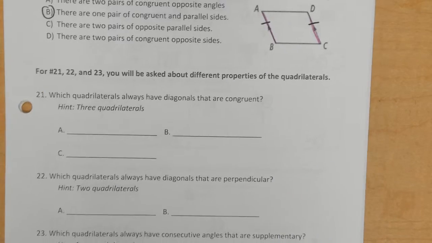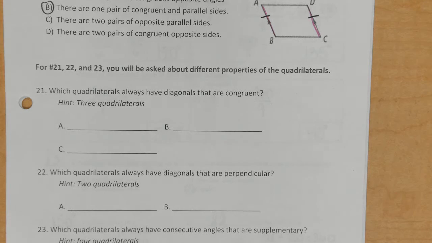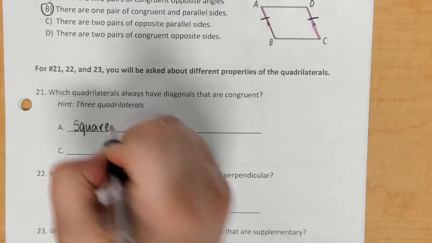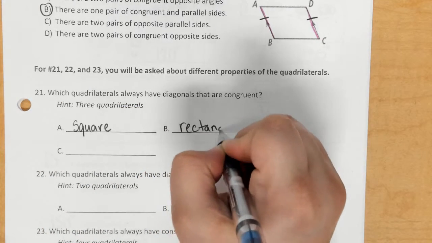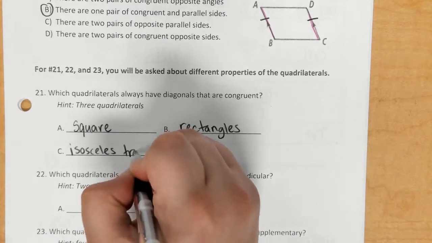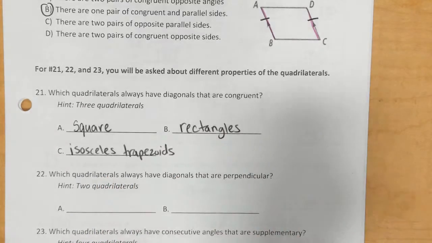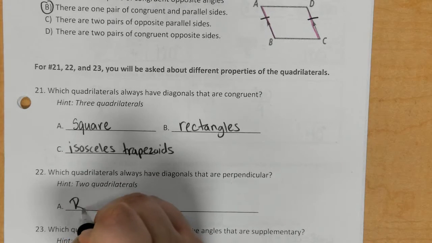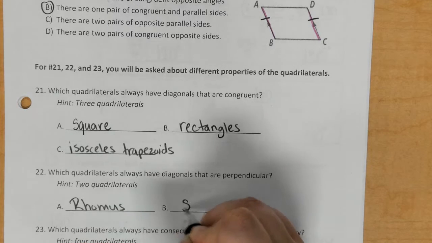Okay, and then the last three problems. It says, which quadrilaterals always have diagonals that are congruent? So first we would say square, rectangles, and isosceles trapezoids. Okay. In 22, it says, which quadrilaterals always have diagonals that are perpendicular? So if I drew a diagonal in these two particular quadrilaterals, they would have 90-degree angles. And that would be a rhombus and a square.